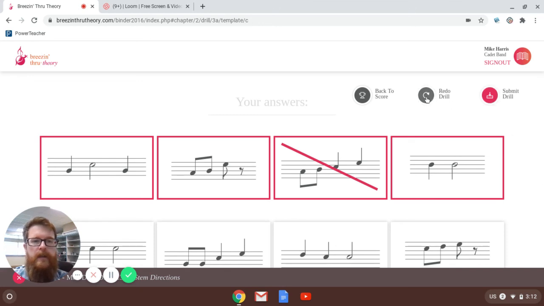If you ever get confused about any of your answers, you can always go back and review to find out which ones were correct. Like I said, the first two were correct answers, but this one was going to be incorrect.